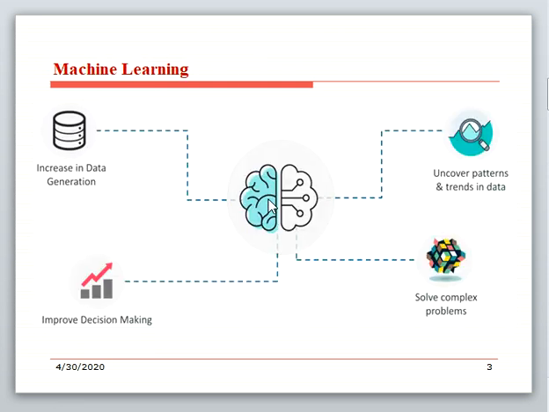This is the machine learning block diagram. As I already told, these are the needs for which we go for machine learning: the increase in data generation, improving decision making skills, solving complex problems, and uncovering hidden patterns. So I think you are now aware of the need for machine learning.